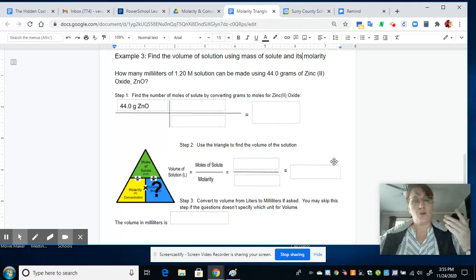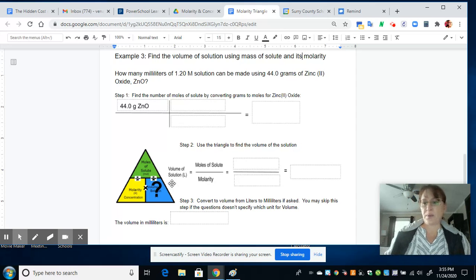But since we're assuming that the salts are 100% soluble, dissolving the salt in the solution doesn't change its volume. So you can just use the volume of whatever solvent you're dissolving the salt into, which would be water in this case. So we want to know the volume, which means we want to solve for that bottom right-hand corner of the triangle. And in the top, I have moles, so I need to figure out the moles of my zinc oxide. And in the bottom, I have molarity, which they told me was 1.20. So I can just plug in 1.20 for that.